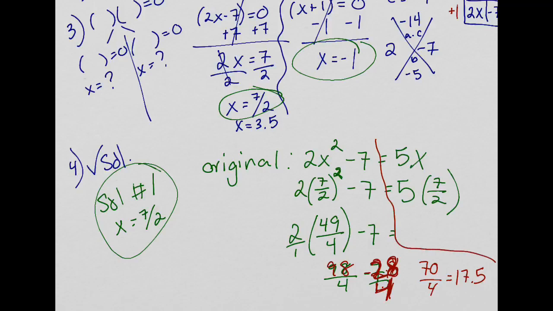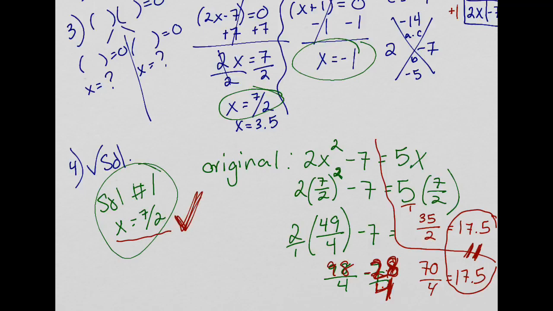Now let's do the right side. 5 times 7 halves, 5 over 1. 7 times 5 is 35. 1 times 2 is 2. 35 divided by 2 is 17.5. So both the left side and the right side simplified to the same number of 17.5, which means x equals 7 halves makes this problem true.